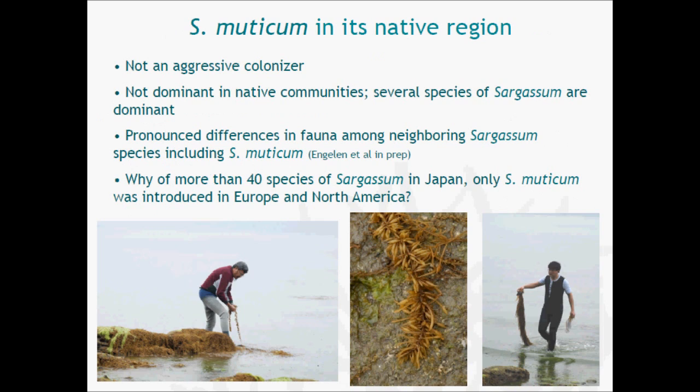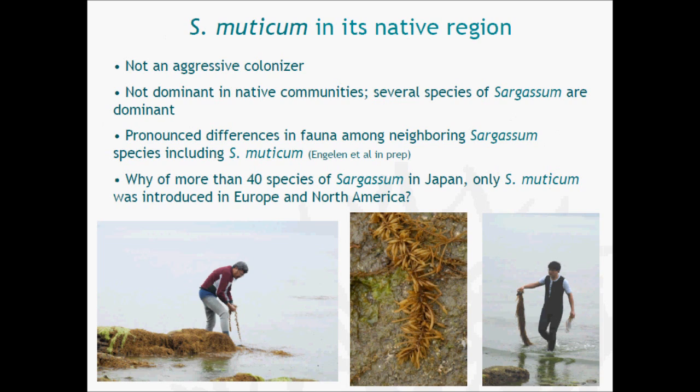Some pictures from there. We now know that this is the origin of the plants, which come from here, the Settle Island. So in the native region, it is not an aggressive colonizer, not dominant. There are many species that are dominant, but Sargassum muticum is not really the dominant species.